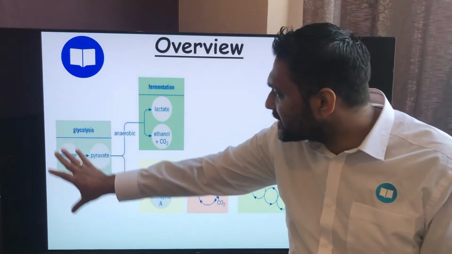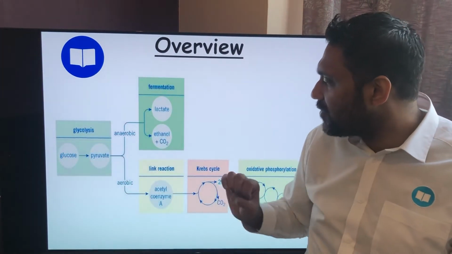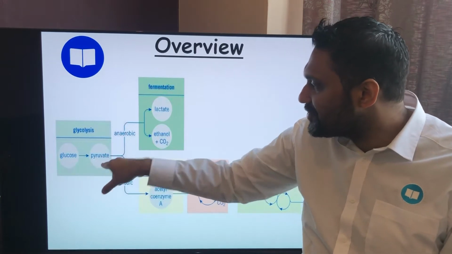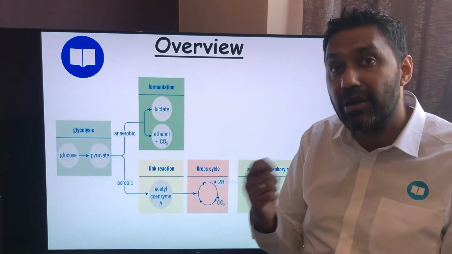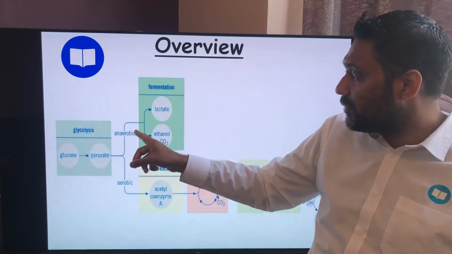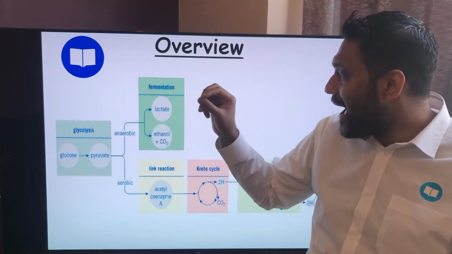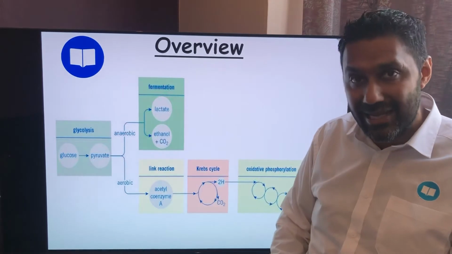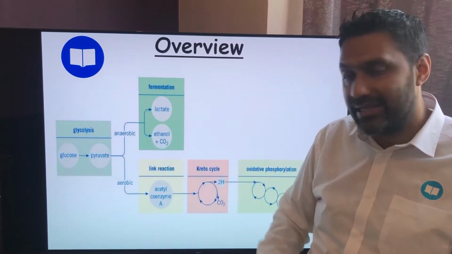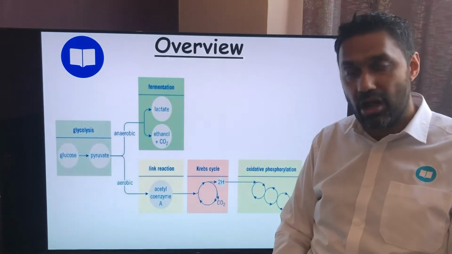So glycolysis, a quick, very simplified overview of it. What do I get from glycolysis? My glucose molecule turns into this. It turns into pyruvate. I need pyruvate. Then what happens to that pyruvate? Either it goes down the anaerobic route, which becomes, in animals, lactate, and then eventually lactic acid. But in plants and yeast, it'll become ethanol and carbon dioxide.